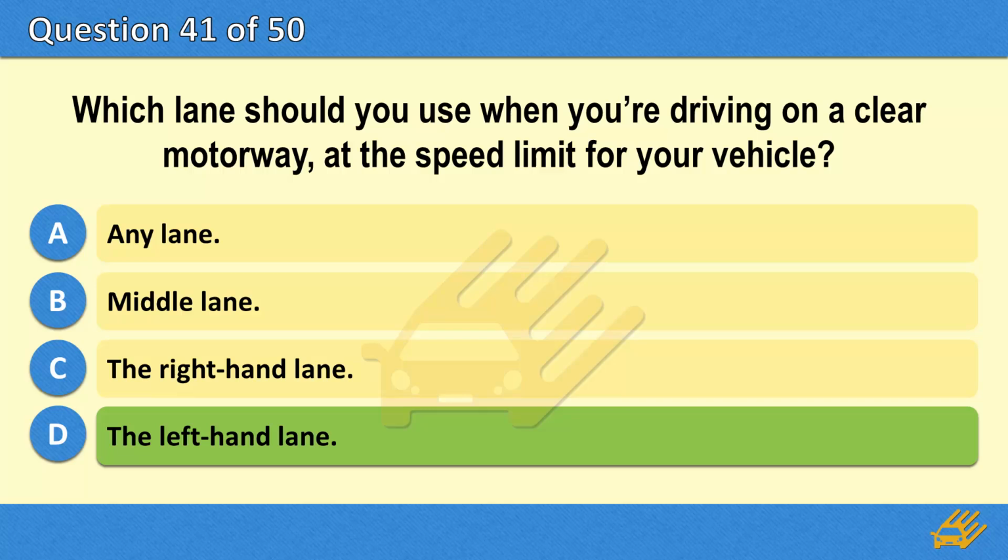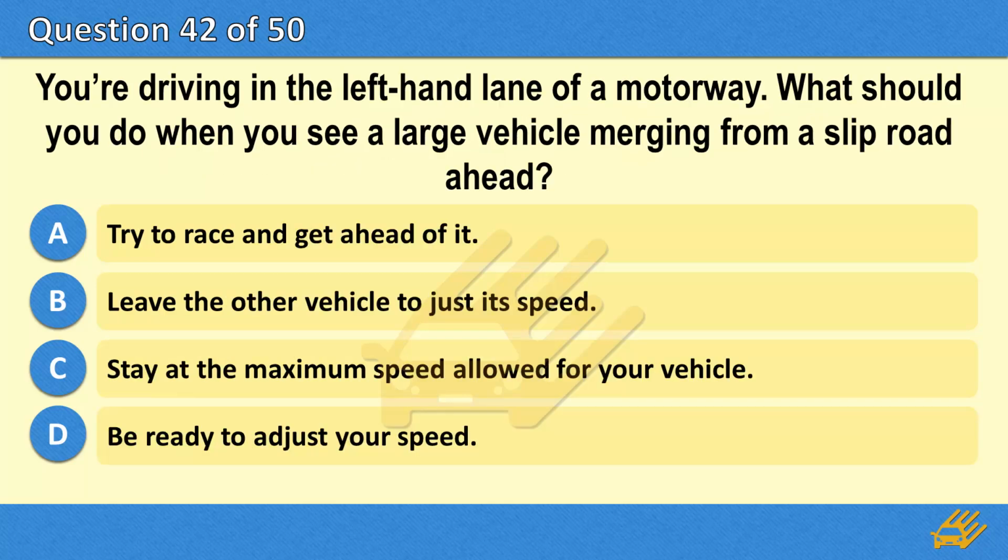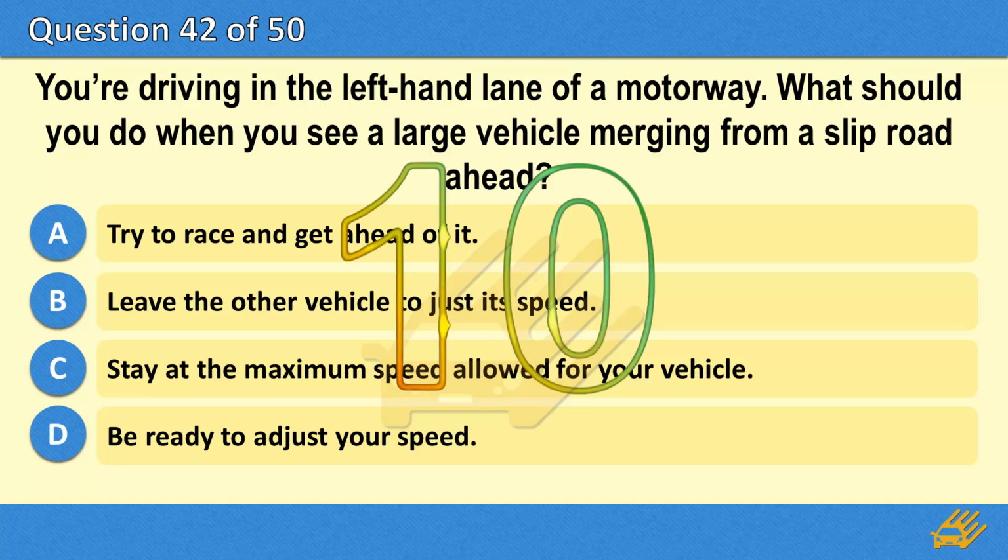The correct answer is D. The left-hand lane. You're driving in the left-hand lane of a motorway. What should you do when you see a large vehicle merging from a slip road ahead? A. Try to race and get ahead of it. B. Leave the other vehicle to just its speed. C. Stay at the maximum speed allowed for your vehicle. D. Be ready to adjust your speed.